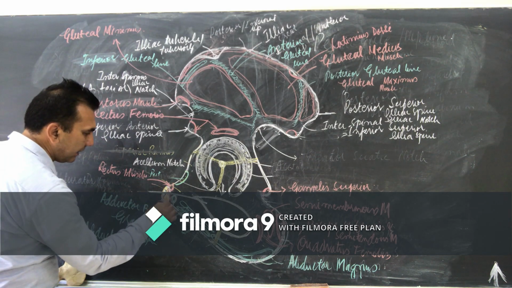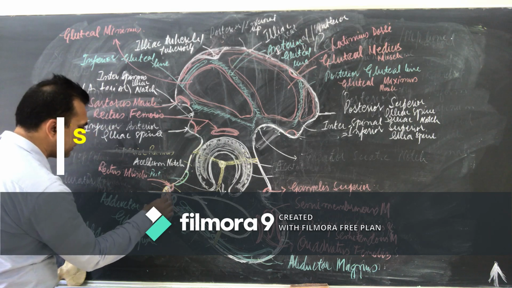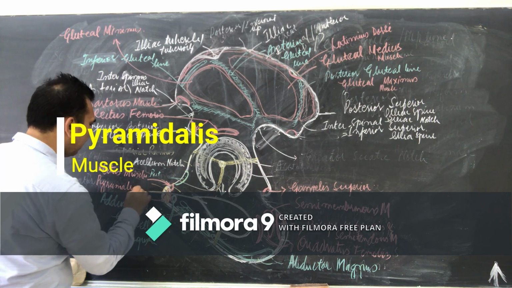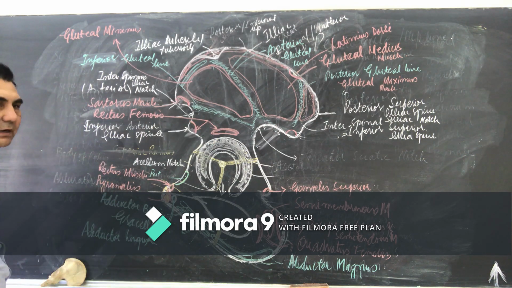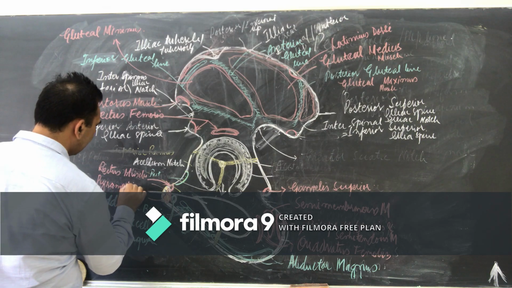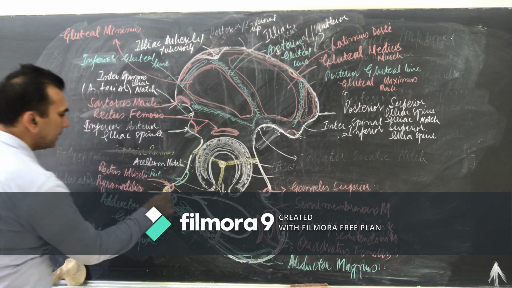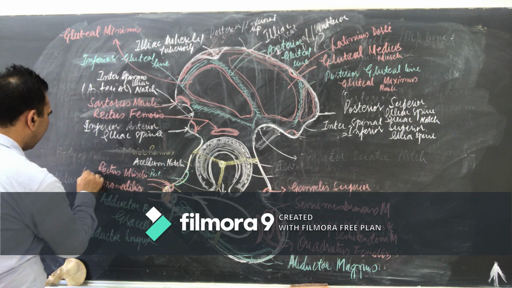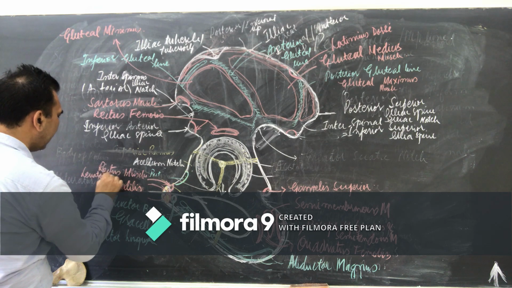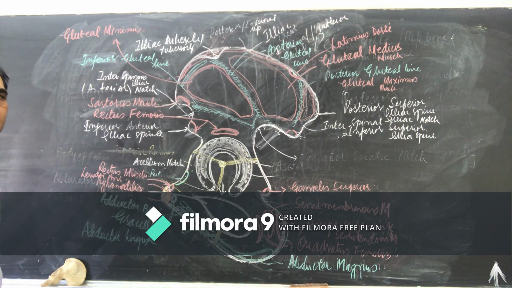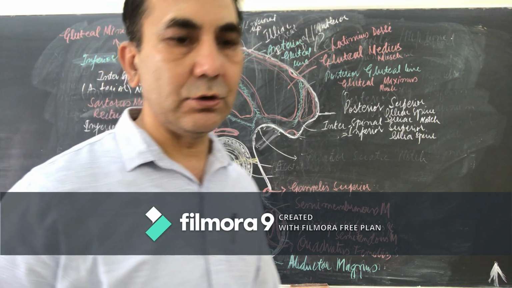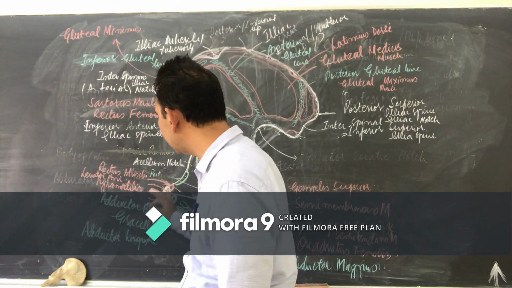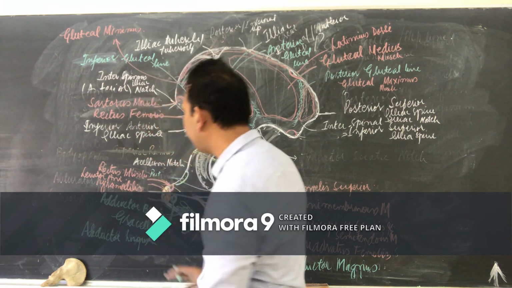And this is another area, triangular in shape. This is for the pyramidalis muscle. And another muscle attached here is the levator ani muscle. The rectus abdominis and the levator ani muscles, these are the four muscles attached here.